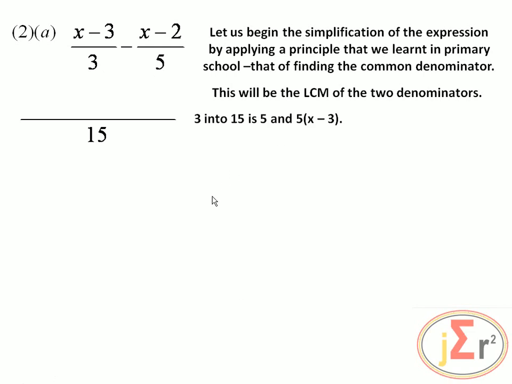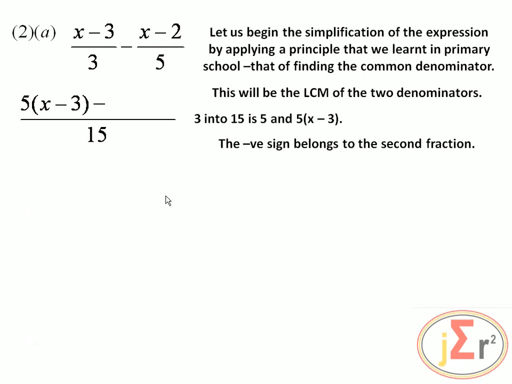So we are going to say what? 3 into 15 is 5. And we are going to say what? 5 times x minus 3. So that will go right there. And do not forget that the negative sign belongs to the entire second fraction. So this fraction, the negative sign belongs to the entire fraction.